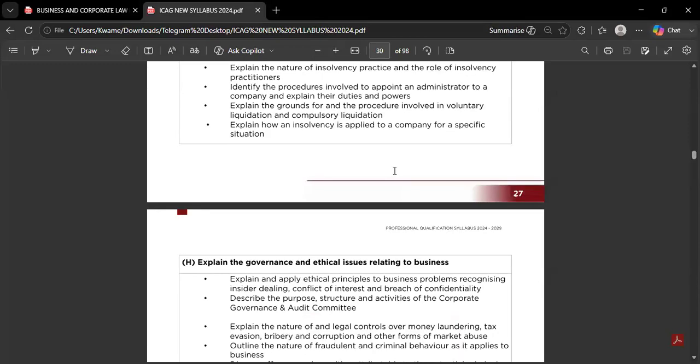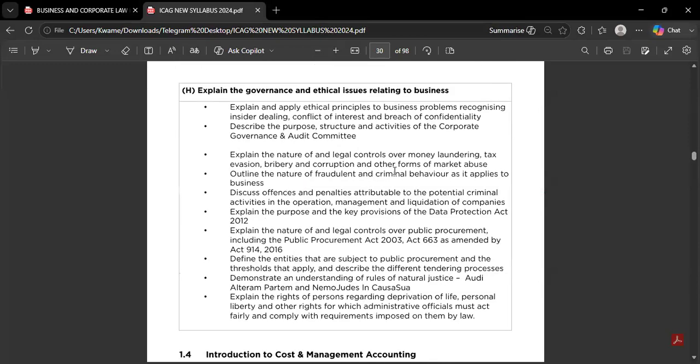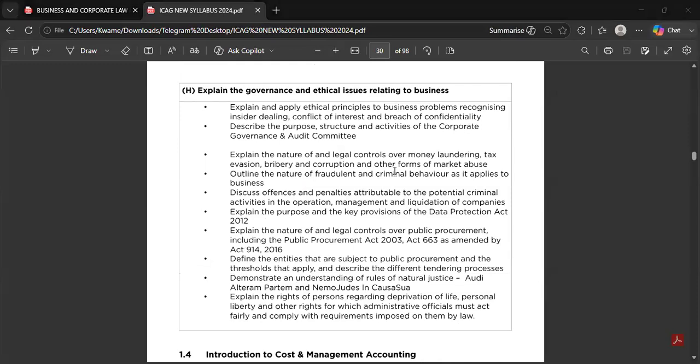And the last area has to do with governance. When you talk of governance, we're looking at how companies are led, how companies are directed. The main issue when we talk of governance has to do with the board of directors. That's the main issue that comes to play when we want to talk about governance.